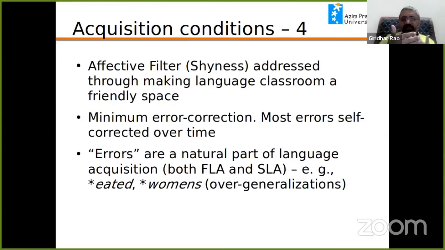Because the child is becoming self-conscious, there is a hesitation to express themselves, and that comes through in being quiet in the language classroom. There are, as we know as teachers, multiple ways of addressing this. One other important aspect of reducing, weakening, overcoming the affective filter is minimum error correction. As little as possible. The idea being that these errors will get corrected by themselves.